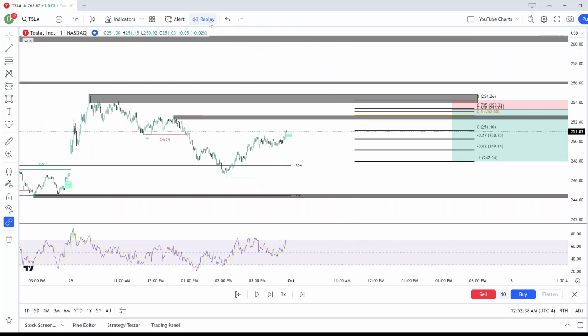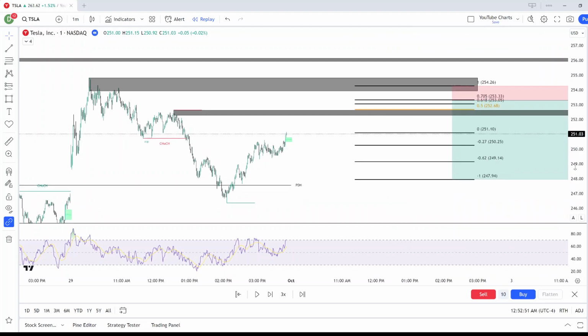Now, this is using the replay tool, so I already know where I have the fib levels out. I already know exactly where price is going to go. So this is just for educational purposes as an example of how to use the Fibonacci tool. We're going to start off with 3x speed, and as we start to develop, I will reduce the speed so you can see a little bit easier how it happens.